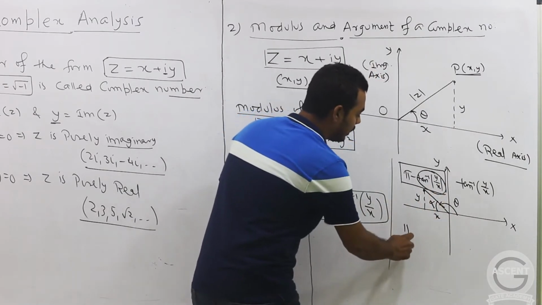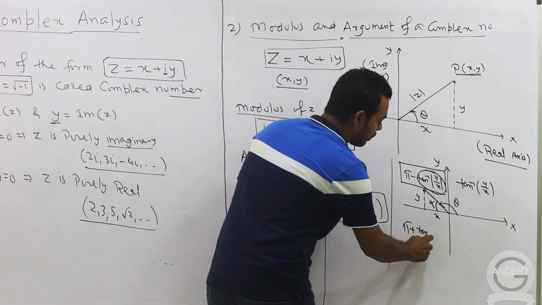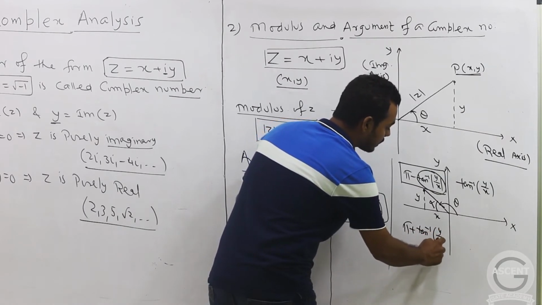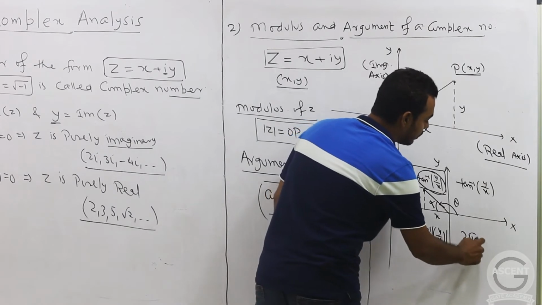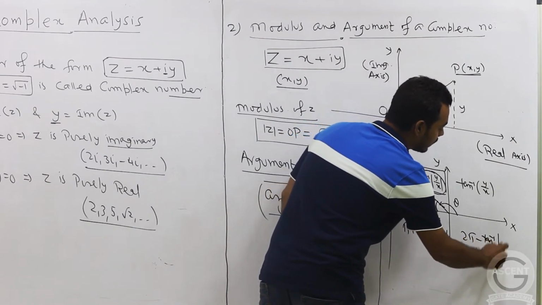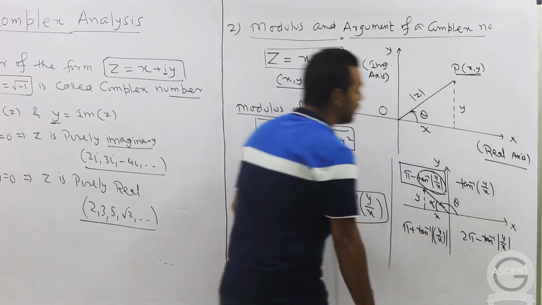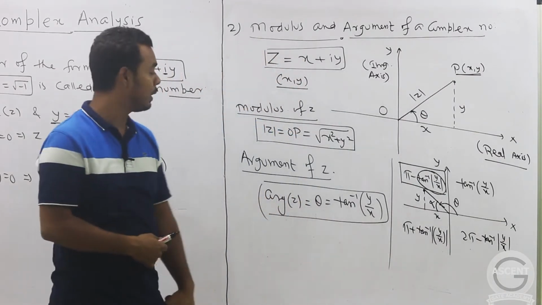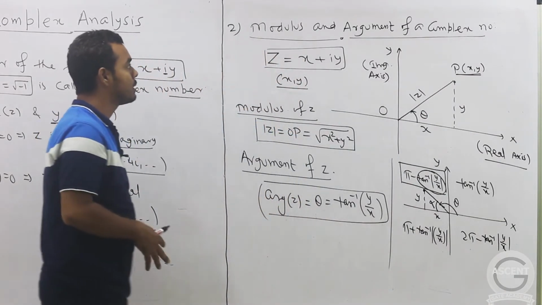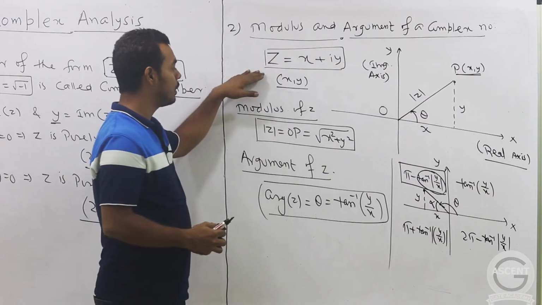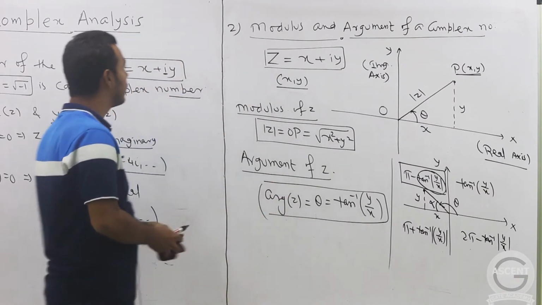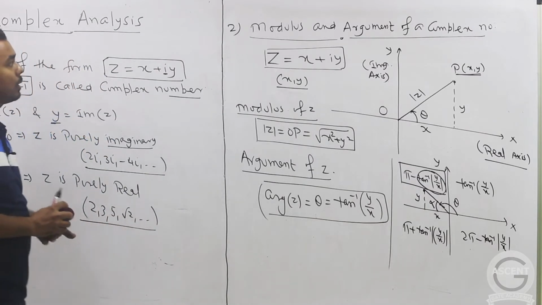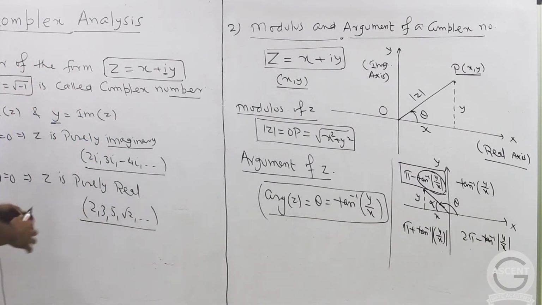Similarly, in the third quadrant, you can show that the argument will be pi plus tan inverse mod y by x, and in the fourth quadrant this will be 2 pi minus tan inverse mod y by x. So in this way you can calculate the argument of any complex number. So this was our second basic point, how to calculate the modulus of a complex number and how to calculate the argument of a complex number. Now next we are going to talk about the distance formula in the complex plane.